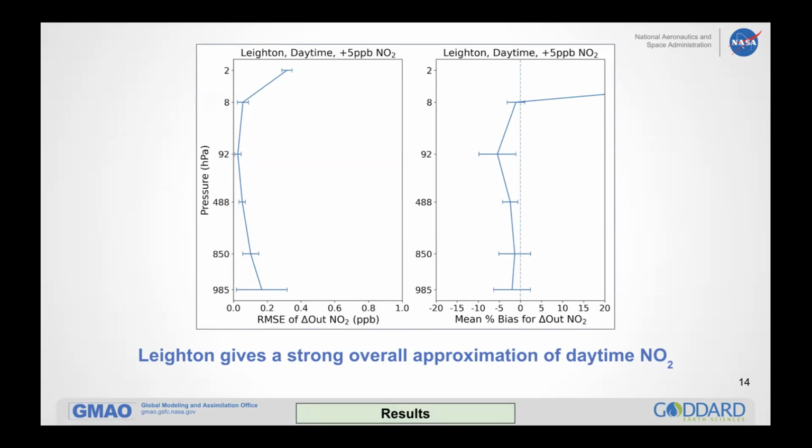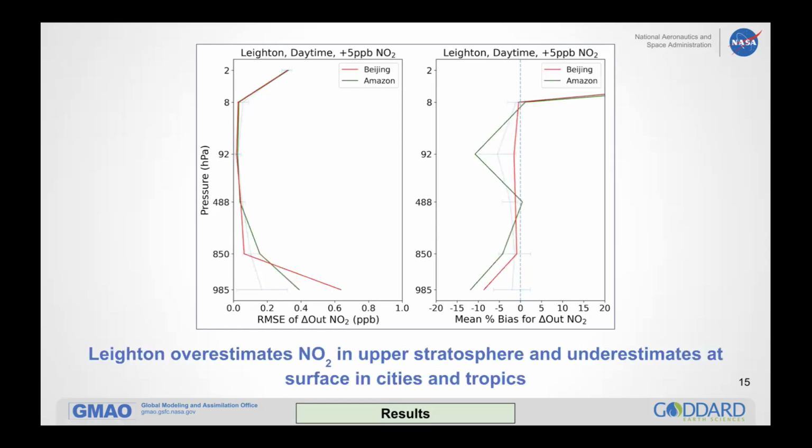Again, it shows that except for the upper stratosphere and the surface, Leighton does quite well for daytime with low bias. But at specific locations with more unique chemistry, Leighton struggles a bit more, such as in Beijing, which is quite crazy as you might have seen in your studies, and also the Amazon. In the Amazon, Leighton underestimates NO2 gradients at the surface.